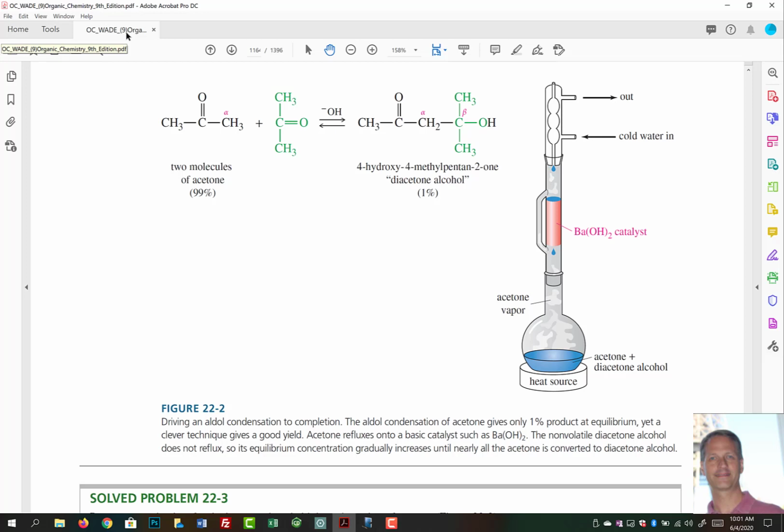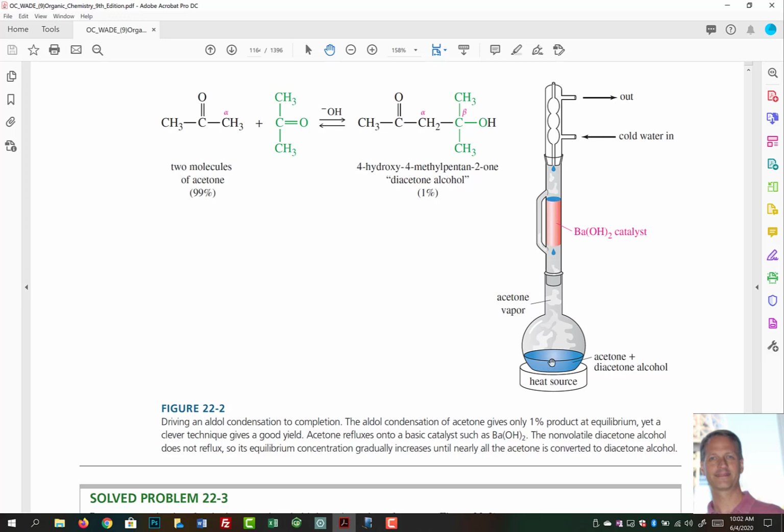There's a clever way that's used in the lab to shift the equilibrium of the formation of that beta hydroxy ketone. So remember before we talked about acetone. Acetone gives you about 1% of the product if you just carry this reaction out all in the same vessel with hydroxide as your catalyst. So instead what you do is you start off down here with just acetone, and then you have this special adapter here that's filled and contains barium hydroxide as the catalyst. It's in a stationary position up here, so it's immobile, it doesn't move.